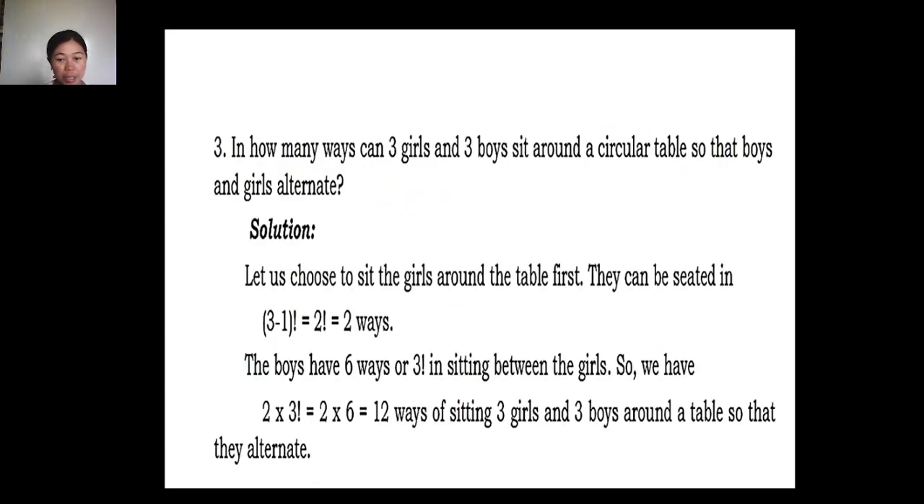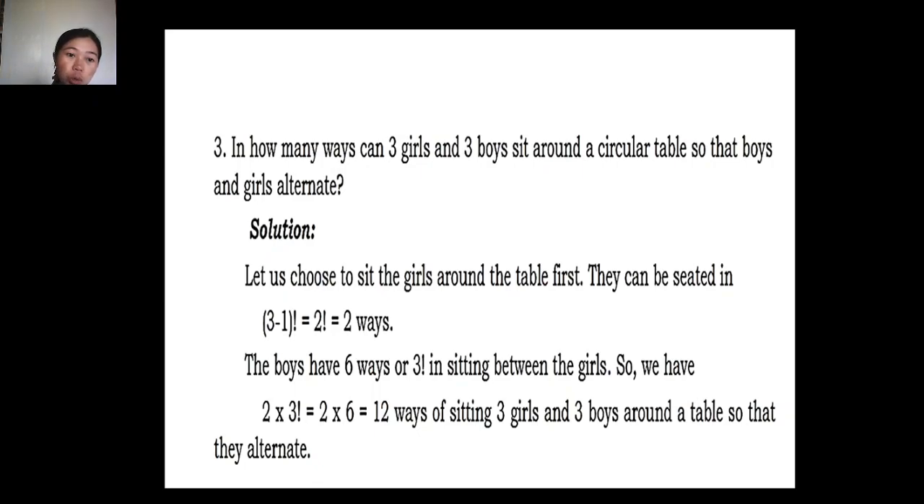Then let's proceed to number 3. In how many ways can 3 girls and 3 boys sit around a circular table so that the boys and girls alternate? Ayan. Sit around a circular table. So this is another circular permutation, but this time, the given condition is boys and girls alternate. So salitan ang babae at saka ang lalaki. 3 girls and 3 boys. So, meron tayong 2 groups of objects, boys and girls.